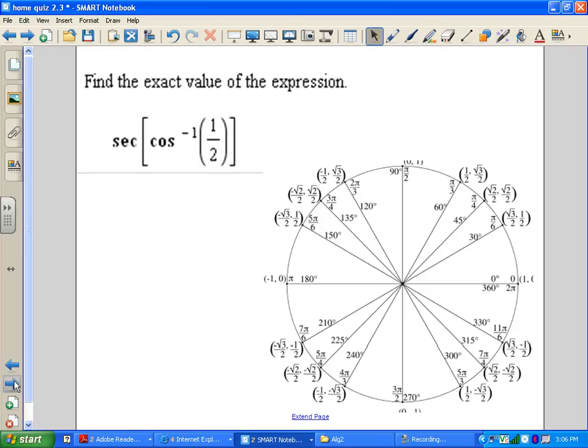All right, let's take a look at this one. Very similar to what we've had before. We're finding out where cosine is 1/2, and then what's the secant there. So let's see, inverse cosine of 1/2.